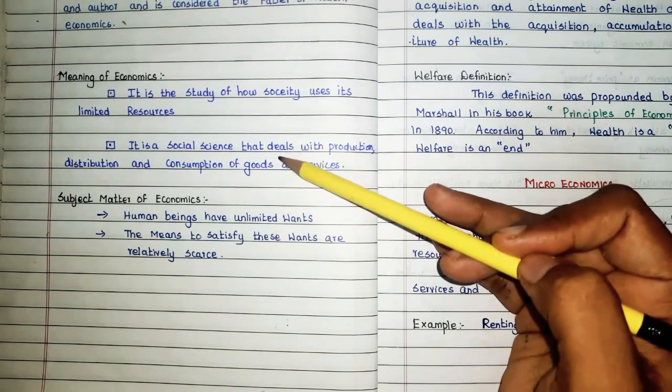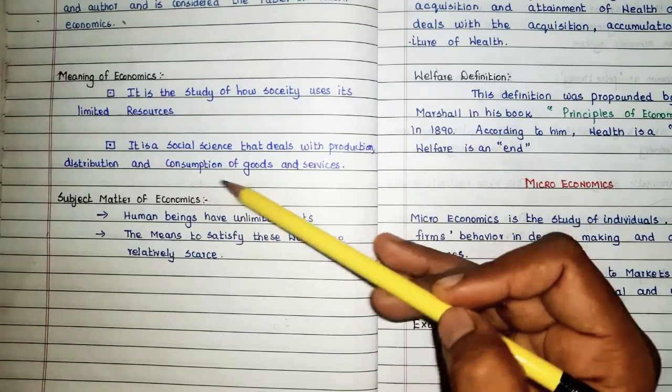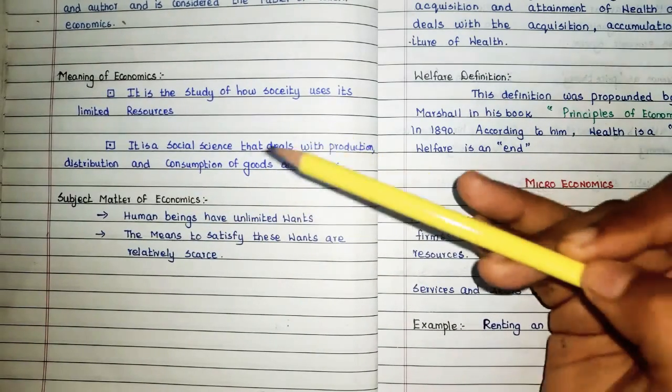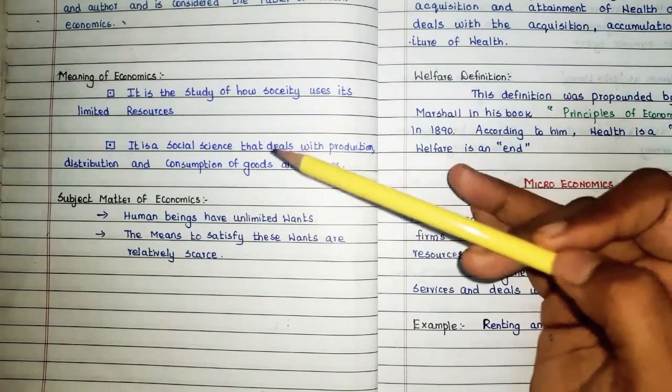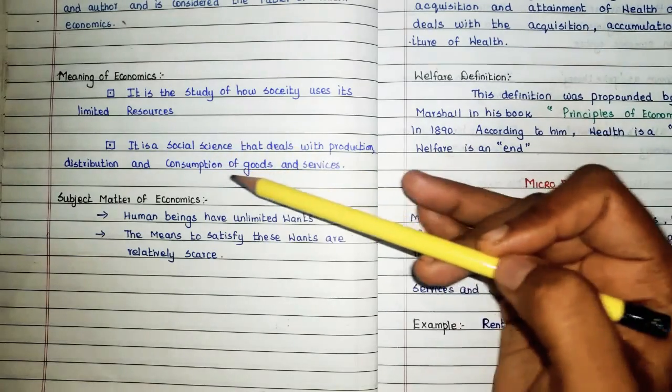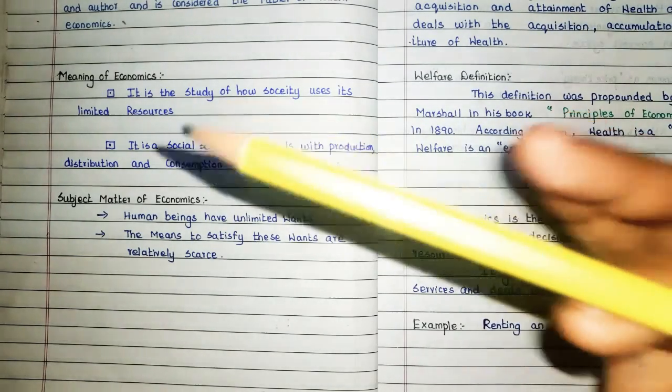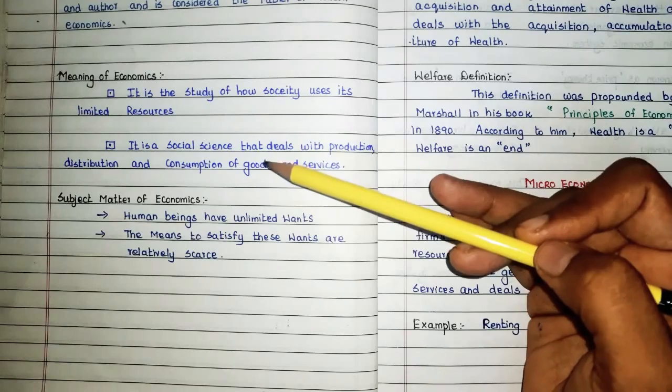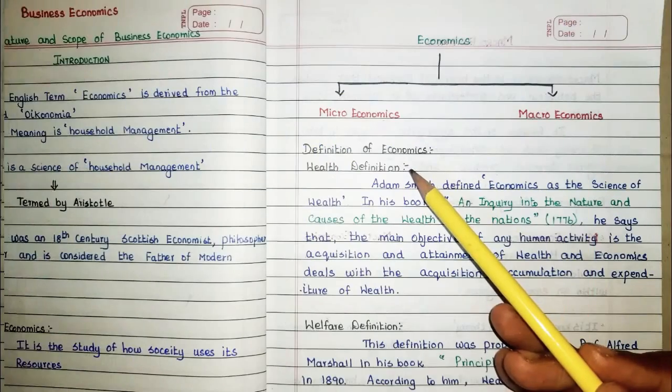It is a social science that deals with the production, distribution and consumption of goods and services, where human wants are unlimited. The main subject matter deals with this, and to satisfy these wants, relatively scarce resources are available.